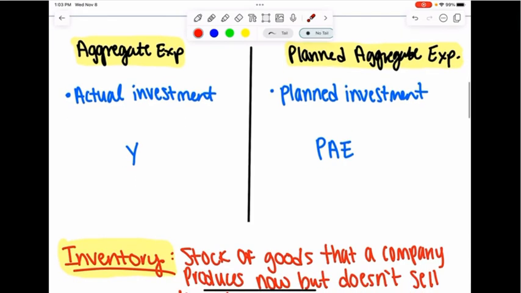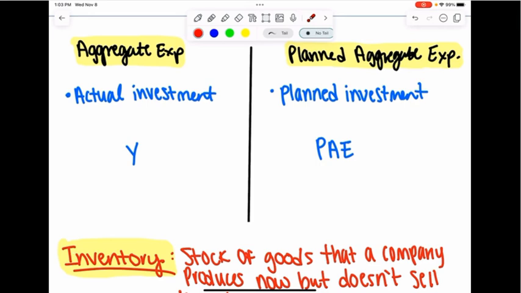Aggregate expenditure has an actual investment. It's the amount of new capital investment and actual inventory changes. Planned aggregate expenditure has planned investment. This is the amount that firms decide to put in formation of new capital and inventory accumulation.